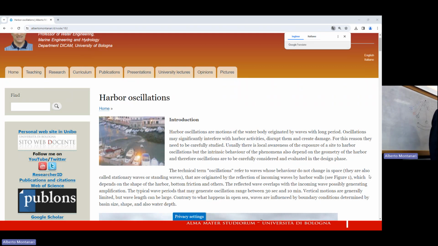And a complication is the fact that the characteristic period of a harbor is not unique. Harbors may have different characteristic periods. Therefore, we have to be aware that we may get into the unfortunate situation in which we have resonance, harbor resonance or harbor oscillation. And these kinds of phenomena are also called seiche. It's singular, and seiches is plural.